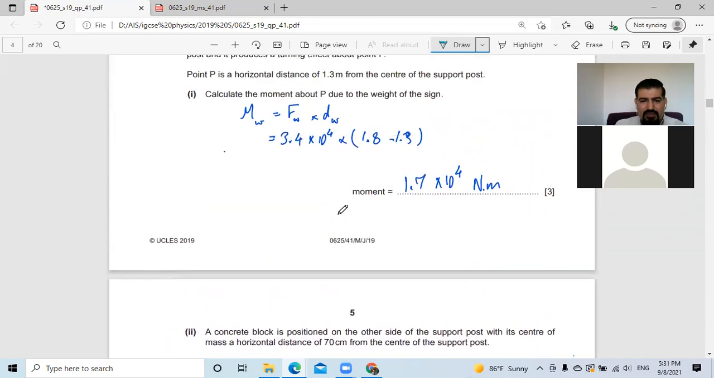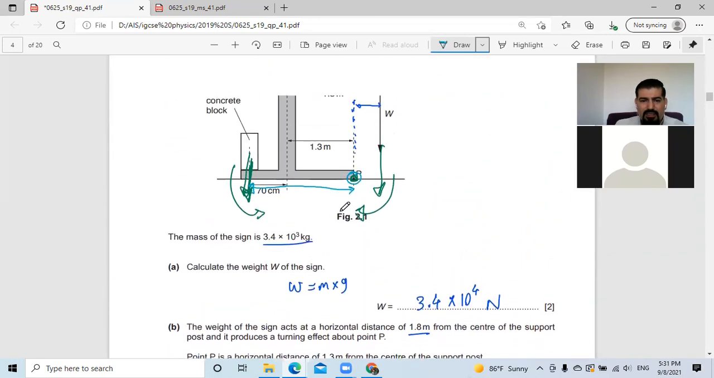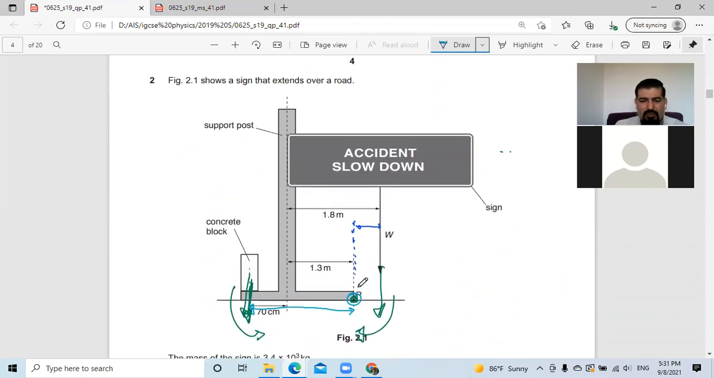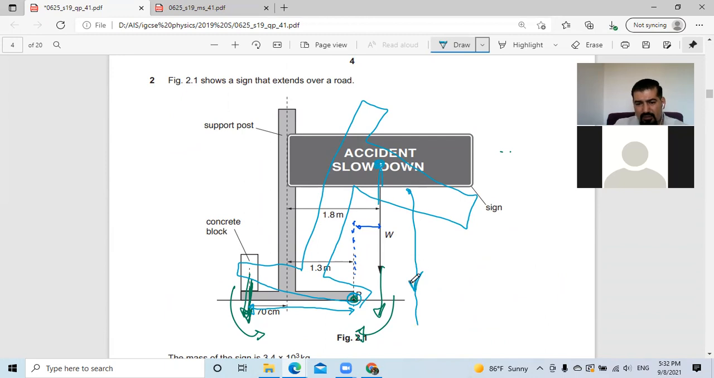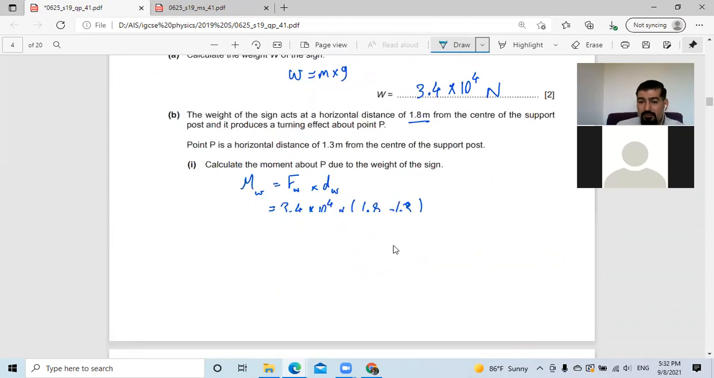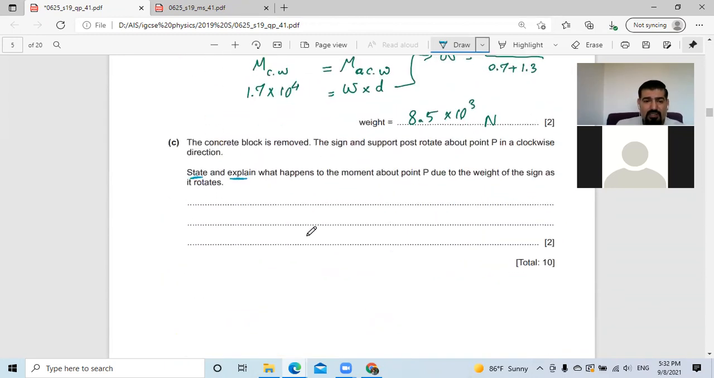As it rotated, look here. As it rotated about the point P, let's assume it starts to rotate, and this is the new position of the post and the sign. Now that means the weight, which is at the center of the sign, instead of being like this, will be here. So it will be farther. As the perpendicular distance of the weight gets farther, what will happen to its moment? It will increase, get bigger, exactly.